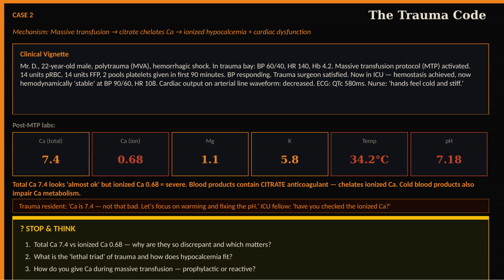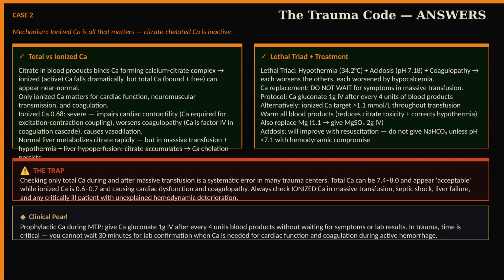Stop and think. Why are the total and ionized so far apart, and which one matters? What's the lethal triad of trauma, and how does hypocalcemia fit in? And how do you give calcium during massive transfusion, prophylactically or reactively? Here's the discrepancy explained. Blood products are anticoagulated with citrate, and citrate binds ionized calcium, forming a calcium citrate complex.